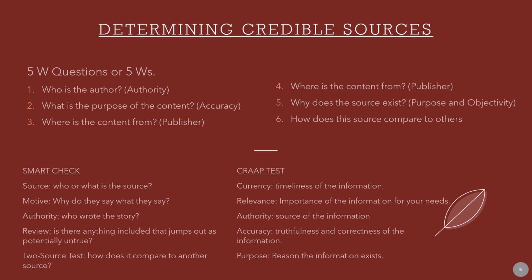So we're going to start with the 5 W's. Who is the author? What is the purpose of the content? Where is the content from? I listed that twice and now I see that. Okay. Why does the source exist? And how does this source compare to others? So there's 5, trust me, there.